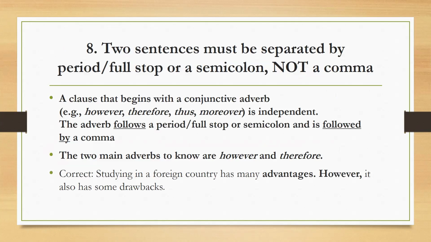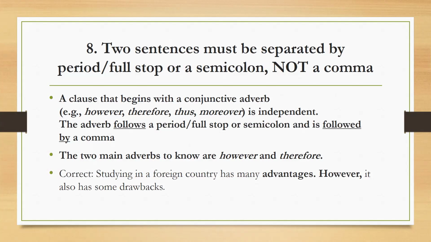Two sentences must be separated by a full stop or a semicolon, not a comma. You write the first one, full stop, then the second one, continue. Or you can do a semicolon, first one, semicolon, second one, continue, full stop. But never, ever, ever do a comma in the middle. So a clause that begins with a conjunctive adverb, so, however, therefore, thus, moreover, is independent. The adverb follows a full stop or semicolon and is followed by a comma. The two main adverbs to know are however and therefore.